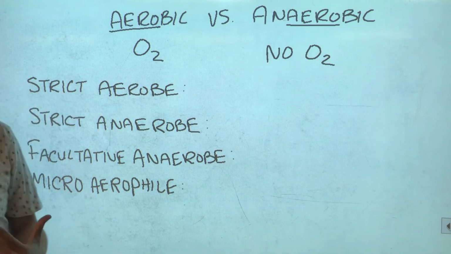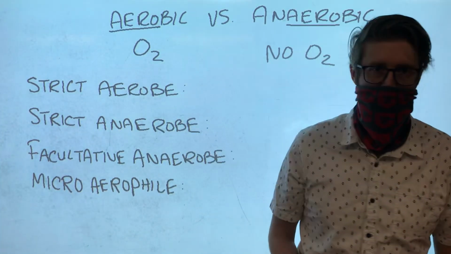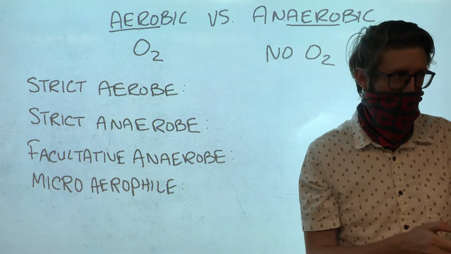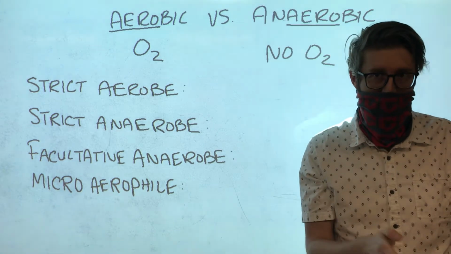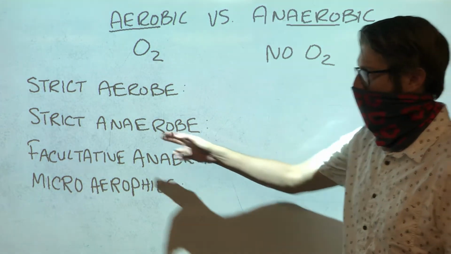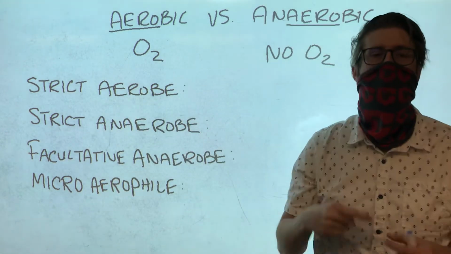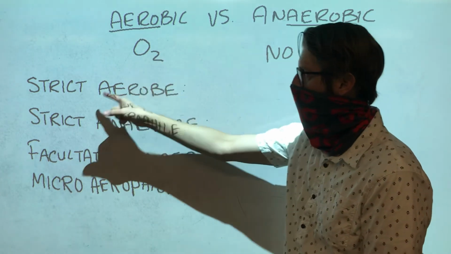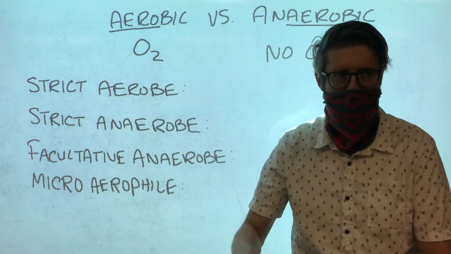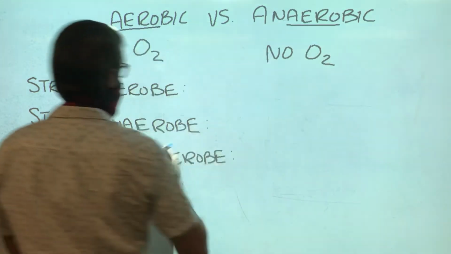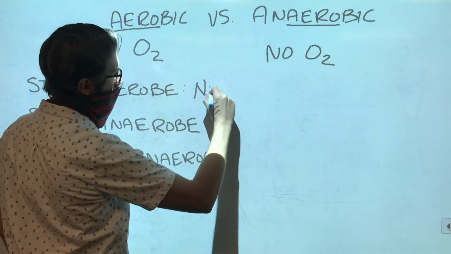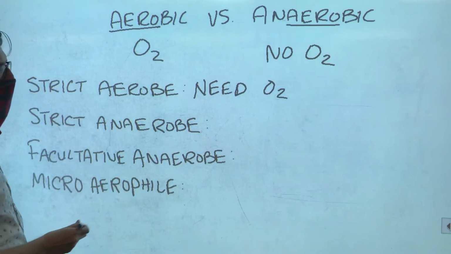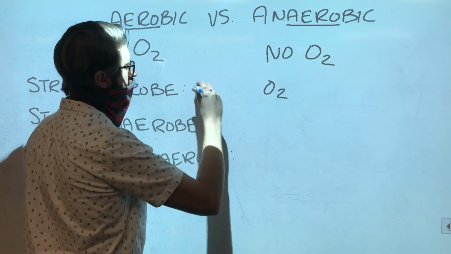When you see the word strict, what do you think of? Really hard line, my way or the highway, right? If your parents are really strict, this is the way it is, and there's no getting around it, right? So a strict aerobe is someone who has to have oxygen, absolutely has to. Remember, aerobe, they love oxygen. They have to have it. There's no other way. It's a strict rule, okay? So they need O2. Let me change that to must have O2.